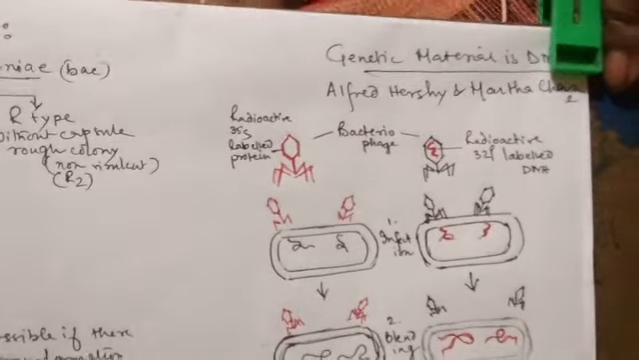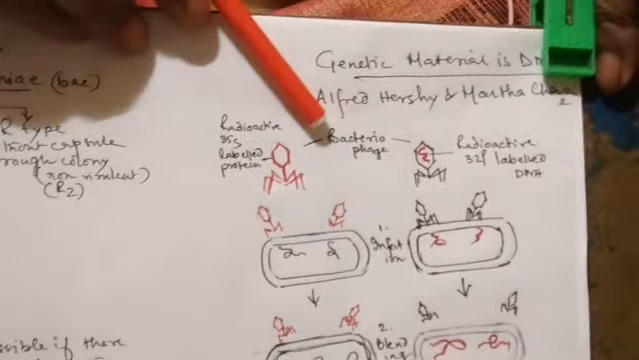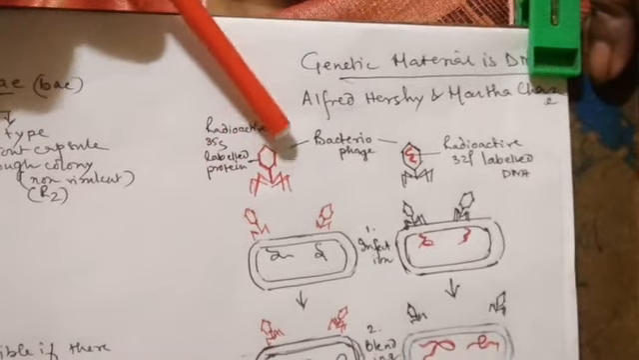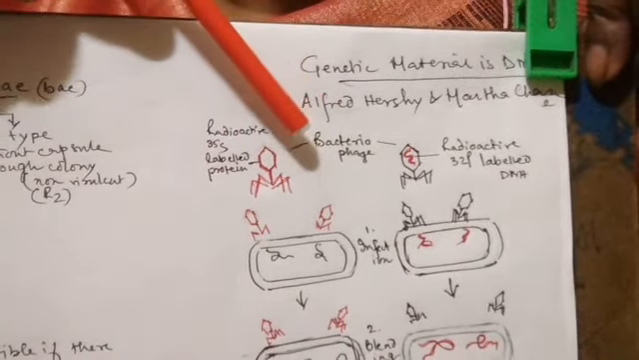The next experiment was done by Alfred Hershey and Martha Chase, who confirmed that DNA is the genetic material. Now, how did they confirm?